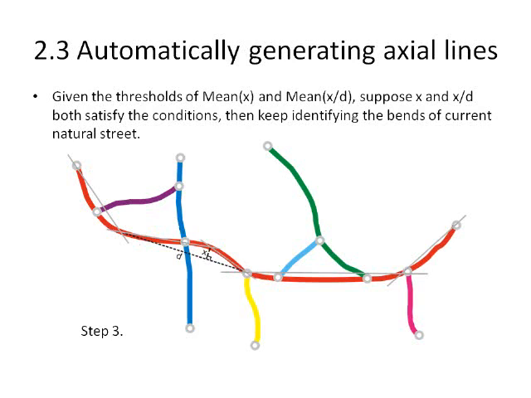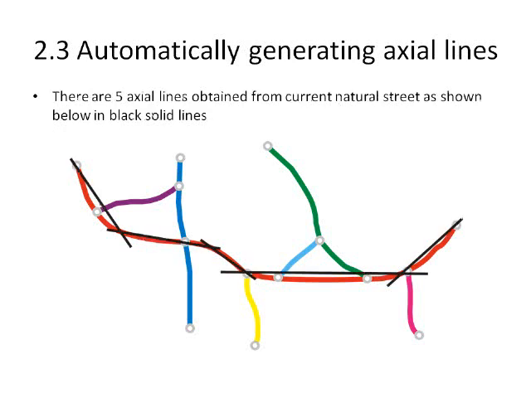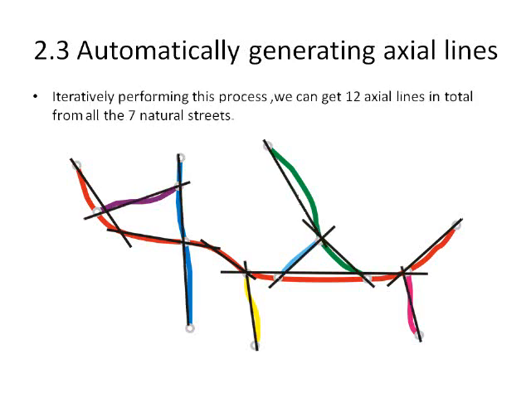This is the third step. When both x and ratio satisfy the given thresholds, the process stops, and we get 5 axial lines for the red natural street. Applying this algorithm to all the 7 natural streets, totally we get 12 axial lines.